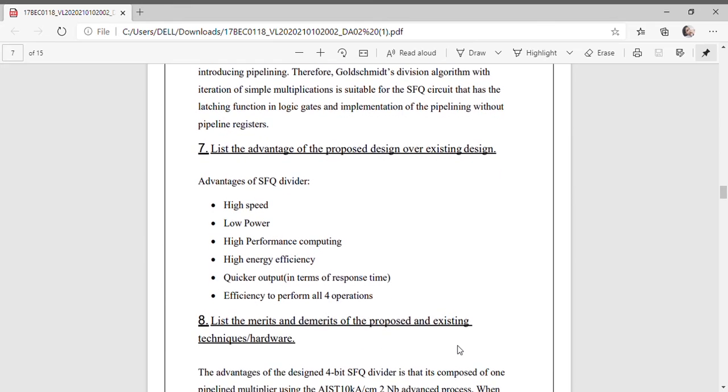So going on to the seventh question, list the advantages of proposed design over existing design. So advantages of SFQ divider is that it has high speed, low power, and it is the best for determining the power and energy efficiency, and it has high performance. It supports high performance computing. It has high energy efficiency, quicker output in terms of response time, and efficiency to perform all four operations.